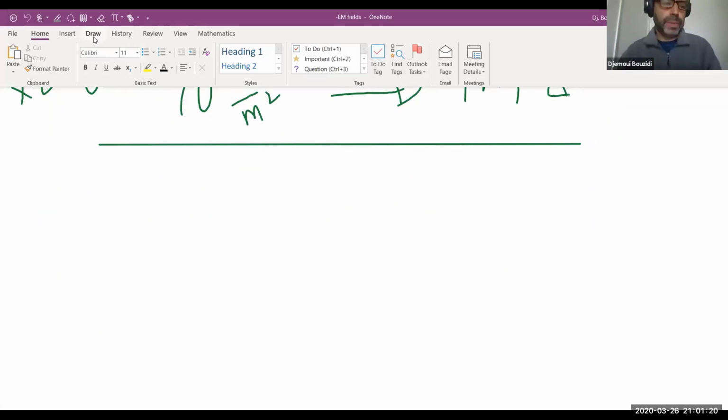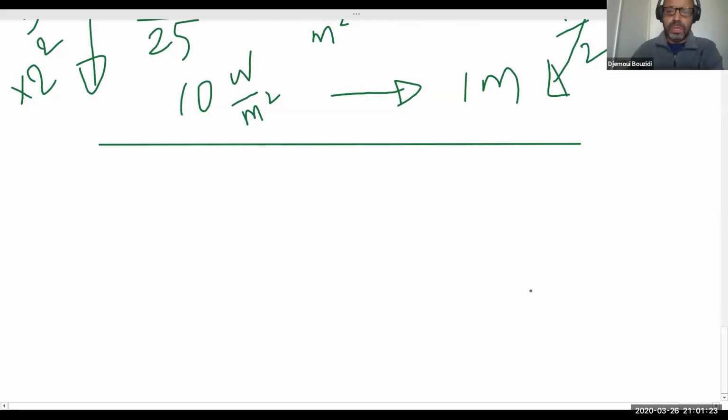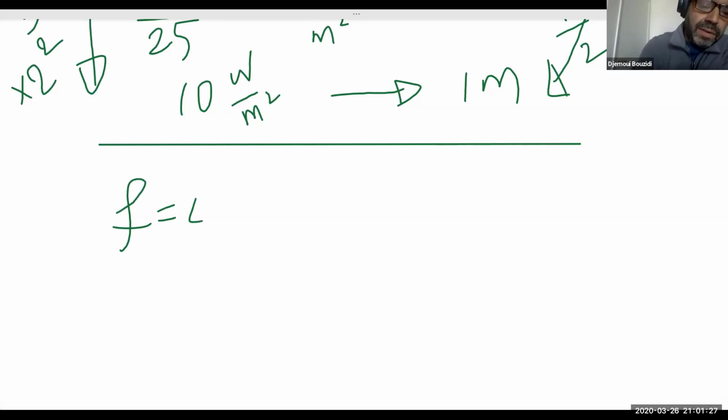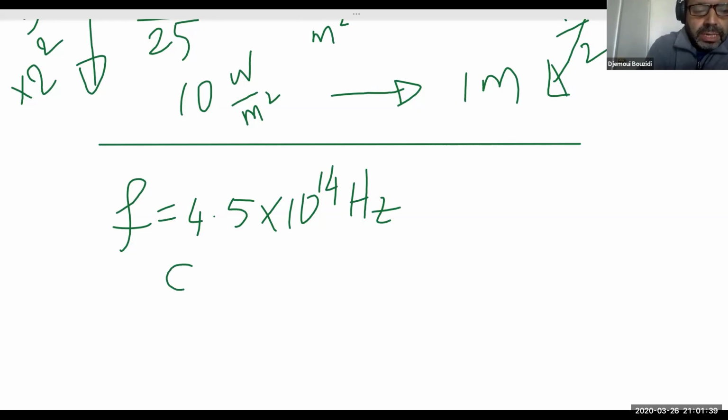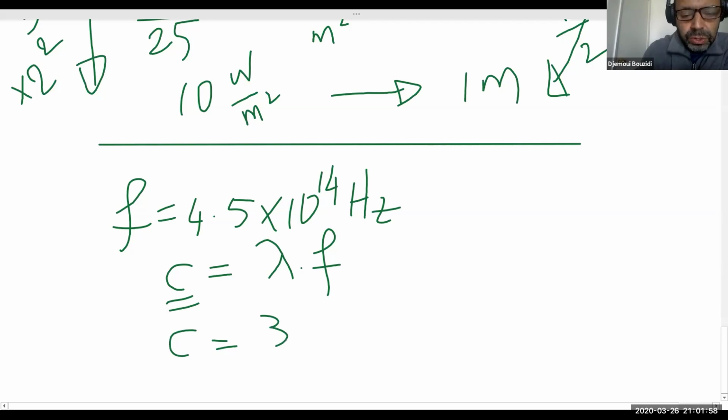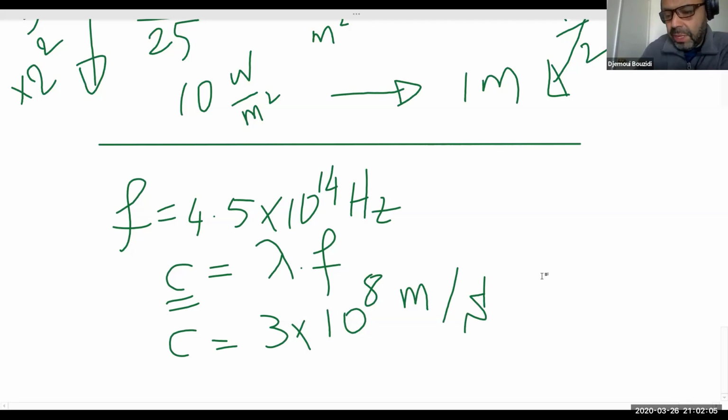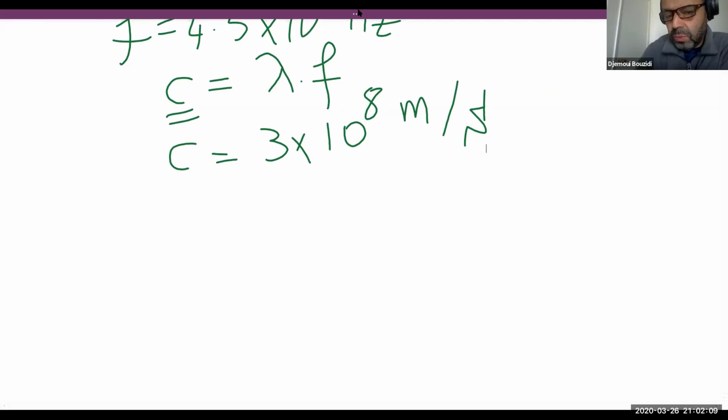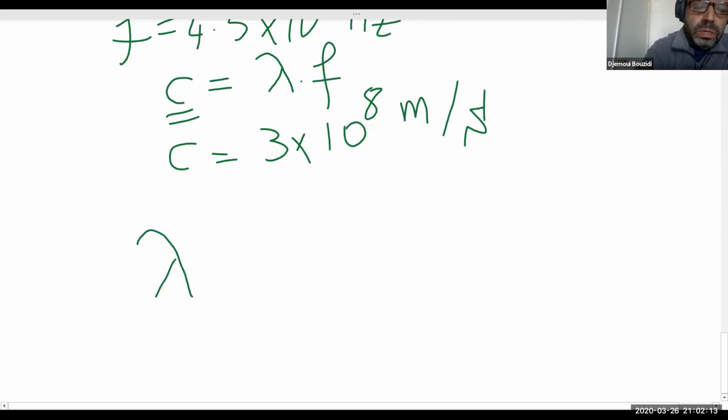Okay. Let me bring this tool in here because I'm going to do it by hand. So basically, the frequency was given to be 4.5 times 10 to the power 14 hertz, correct? Also, I know the dispersion law says that the speed of light, or the speed of electromagnetic radiation in general, is related to the wavelength lambda times the frequency. Since I know that C is equal to 3 × 10⁸ meters per second, I should be able to derive from here what the wavelength would be.